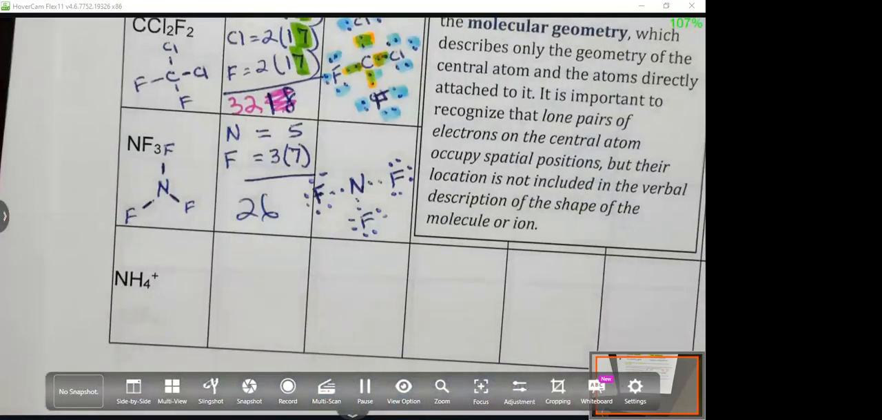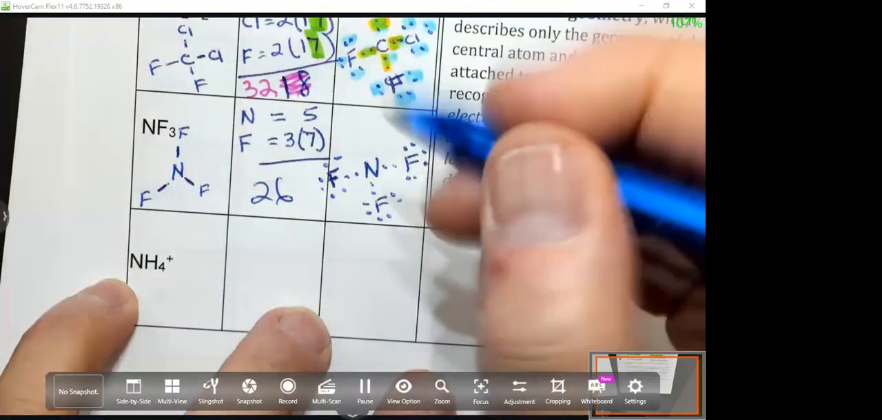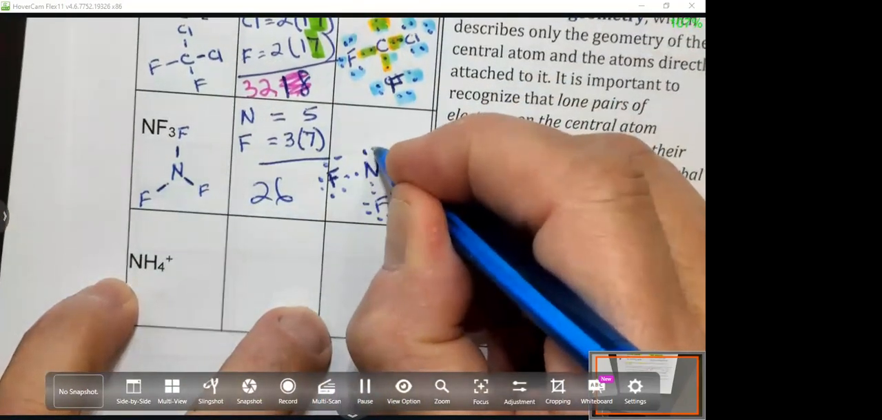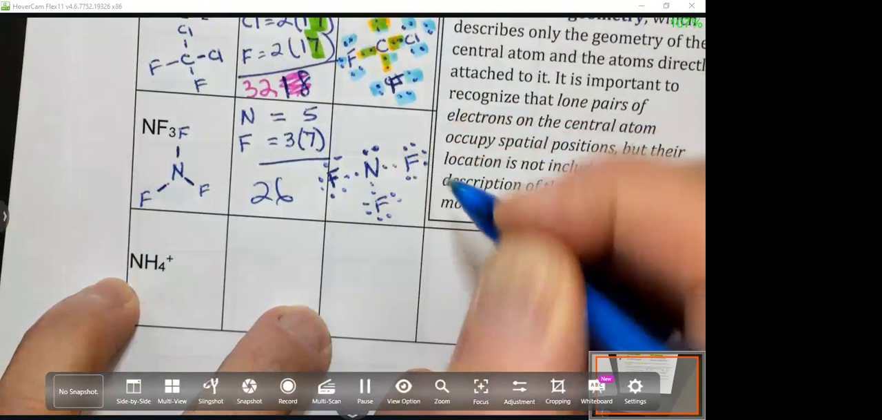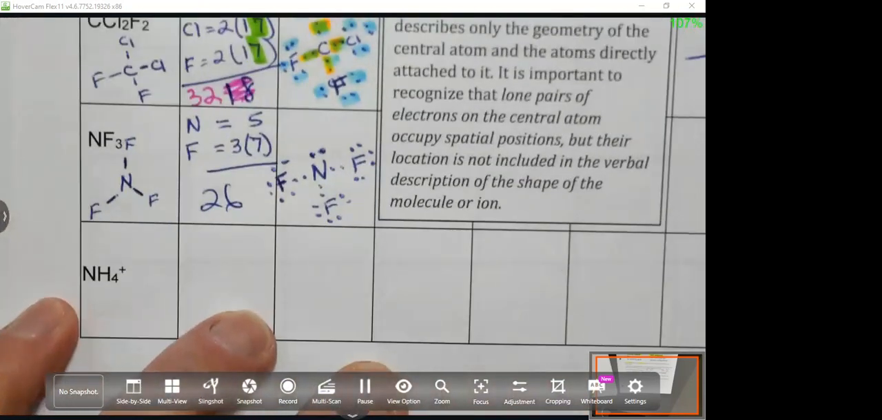So let's go back here. We have 2 more electrons. What are we going to do? We're going to plot those babies right there. Now I have 26 electrons, right? 26. Everybody's a winner. Everybody's happy.